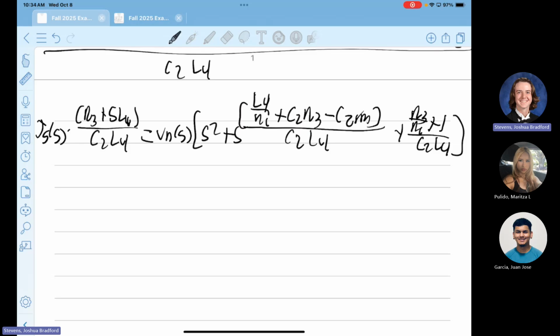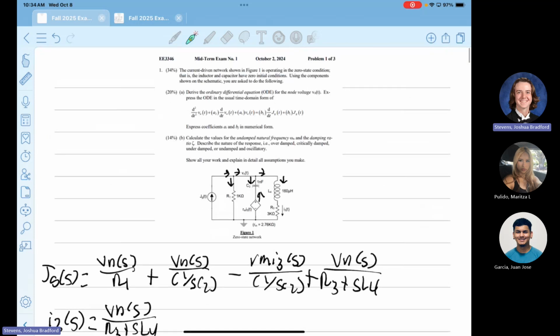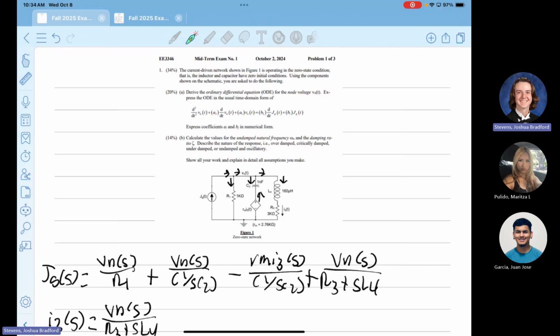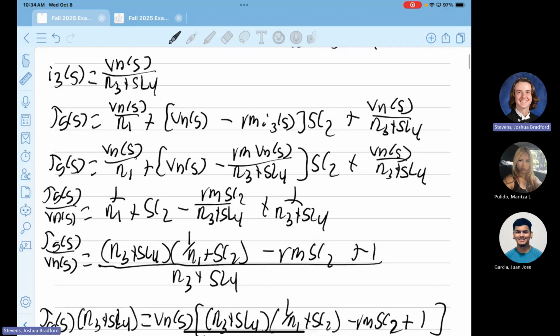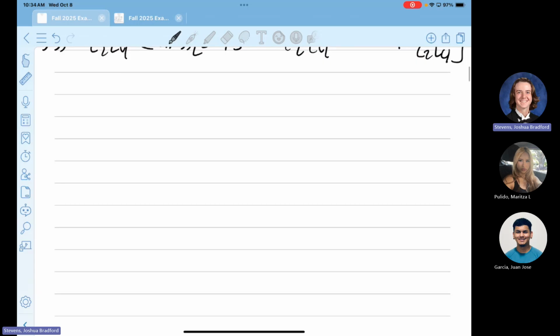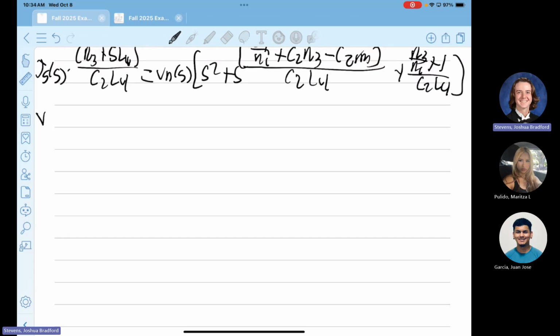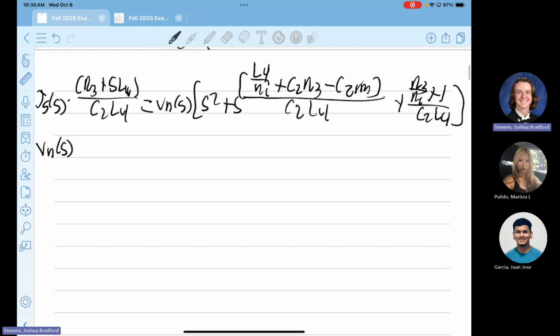I also just factored in the Vn of S and JG of S. So I'm going to have voltage on my left, current on my right, just so it has a better form. I'm kind of just moving stuff around. Like I said, it's a little mismatched, but yeah. On the left, I had the nodal voltages and I multiplied everything in. So I had the Vn of S times that S squared. Okay, I'm still in the S domain. We're not to the ODE yet.